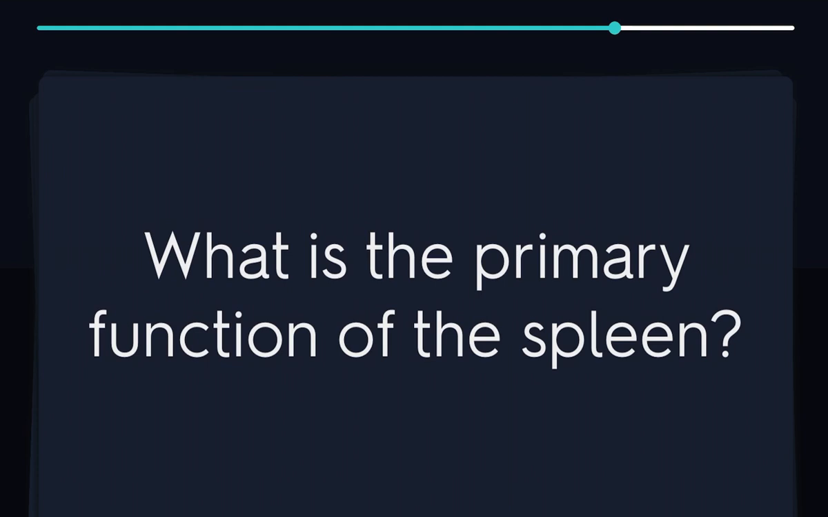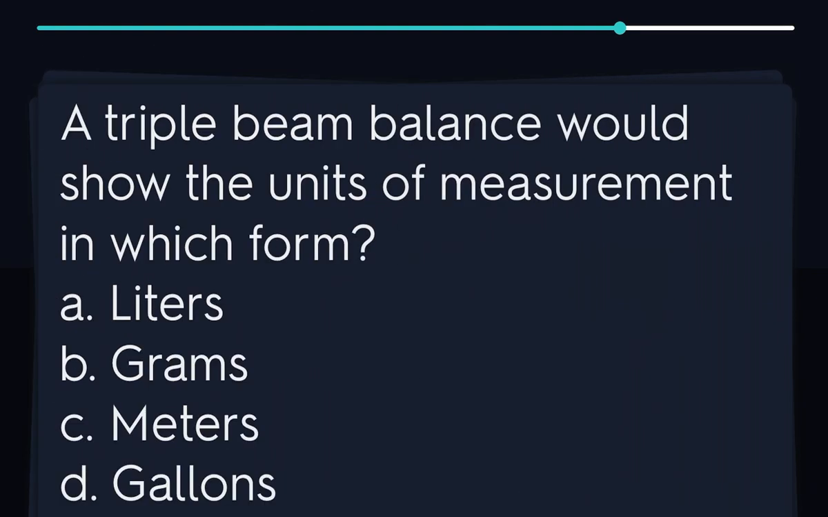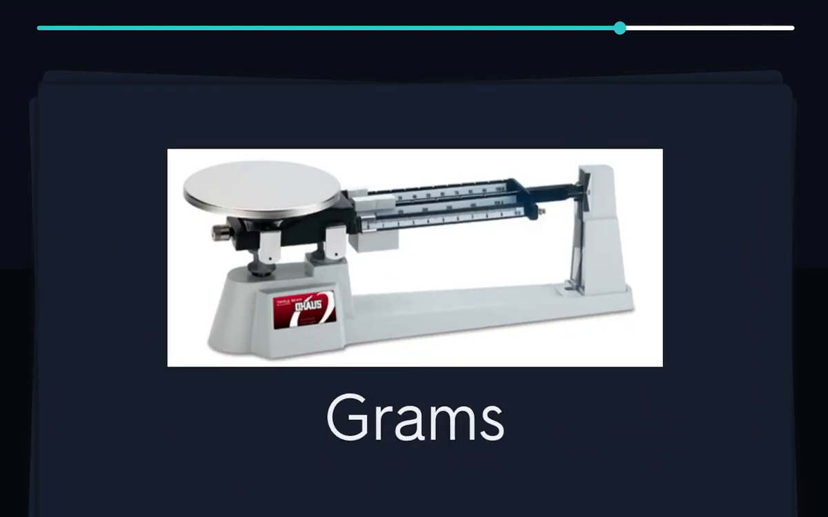What is the primary function of the spleen? Filters microorganisms and other foreign substances from the blood. A triple beam balance would show the units of measurement in which form? A. Liters, B. Grams, C. Meters, D. Gallons. Grams.